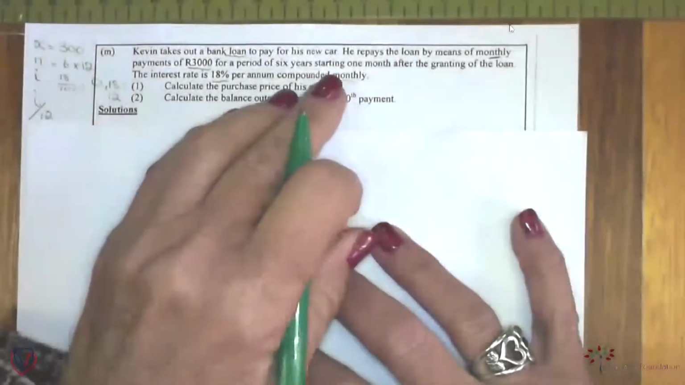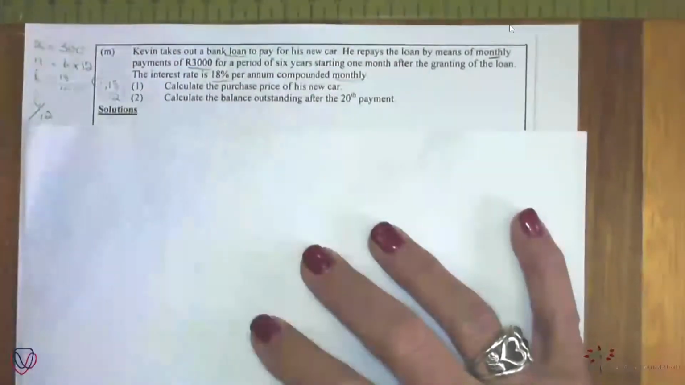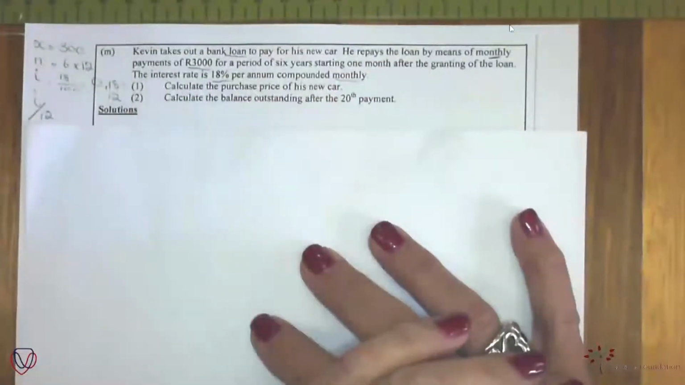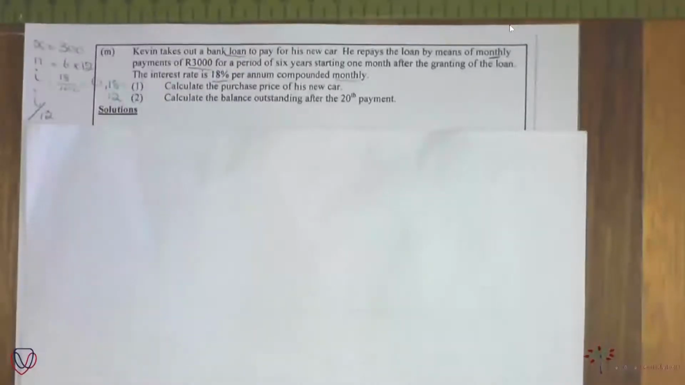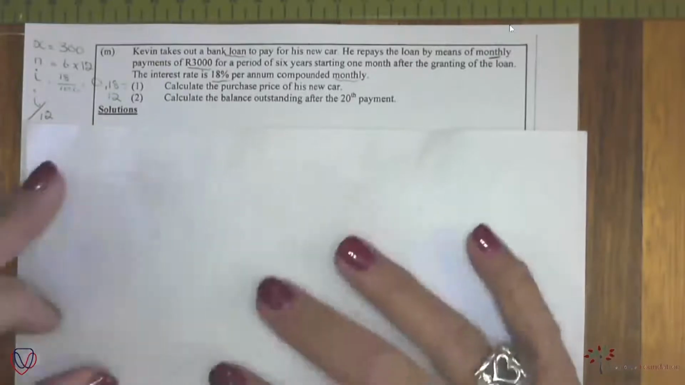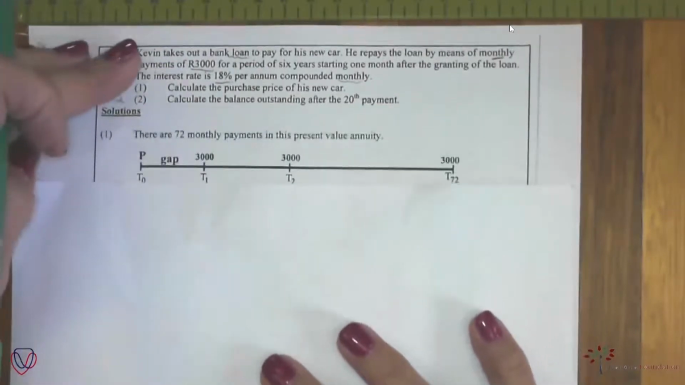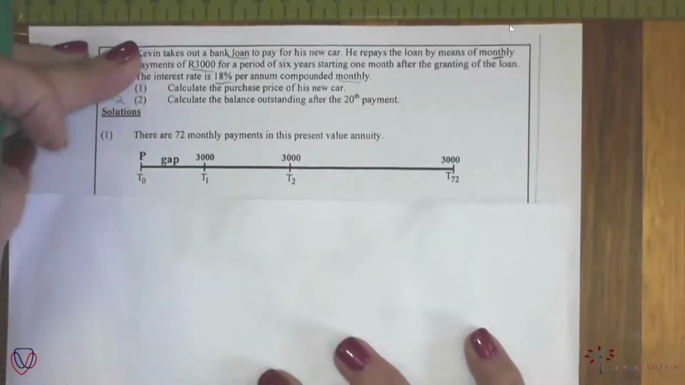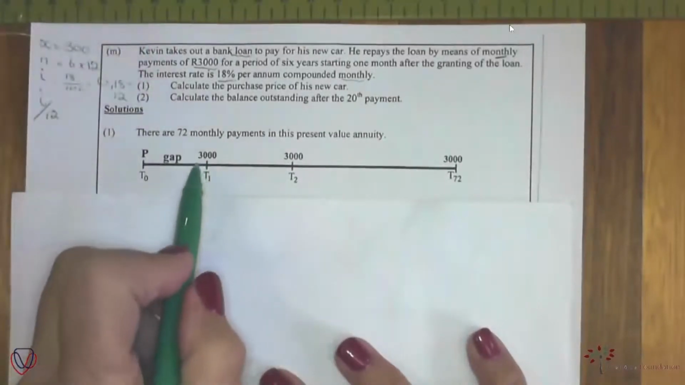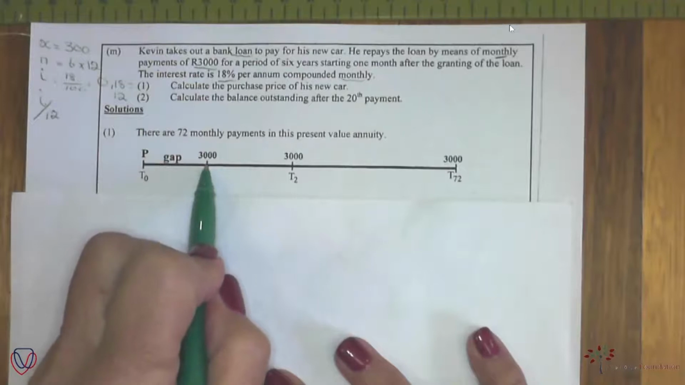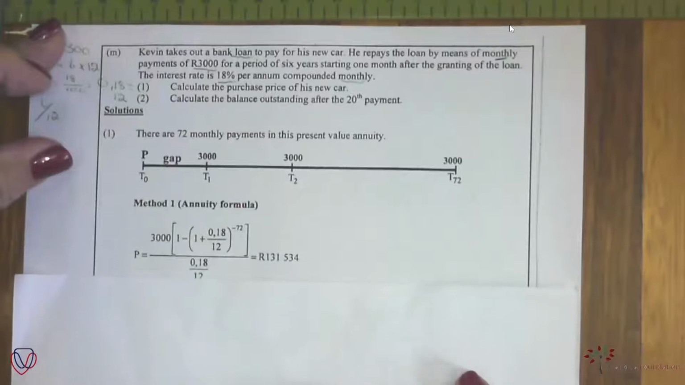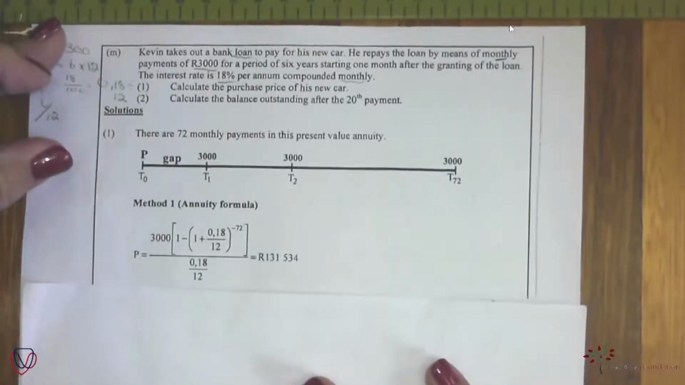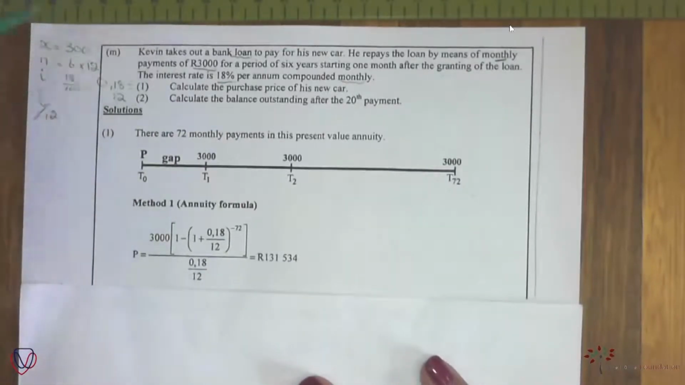Right. 6 years, we've got that. Monthly, we've got that. We've got the payments. And now they want to know, calculate the purchase price. In other words, what did he borrow from the bank? And that is the P formula. There they showed the gap again. He started paying at the end of the first month, so it's still 12 per annum. Annuity formula, it's again my P formula, and now all I need to do is fill in all those things.